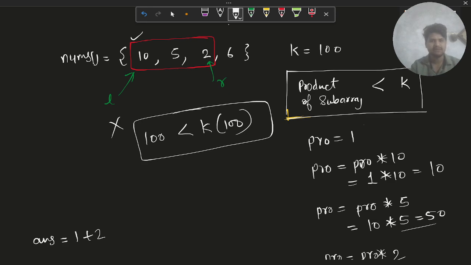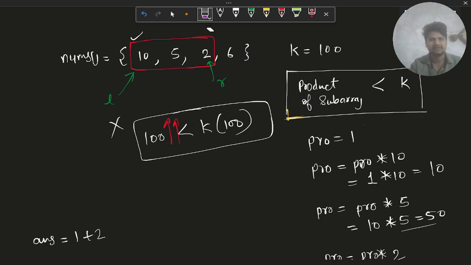So let's consider if you increase the window. Let's suppose you have included this 6 into our window, then the product is going to increase, it becomes very greater than k. So again the condition is going to be false, but we want the product to be less than k. So what we have to do, we have to shrink the window.